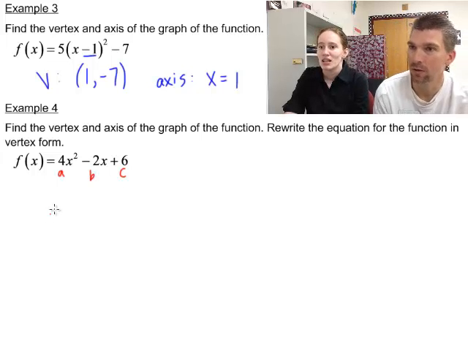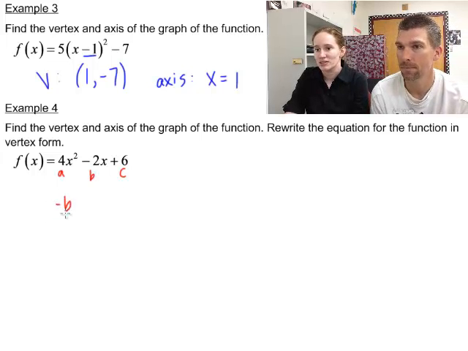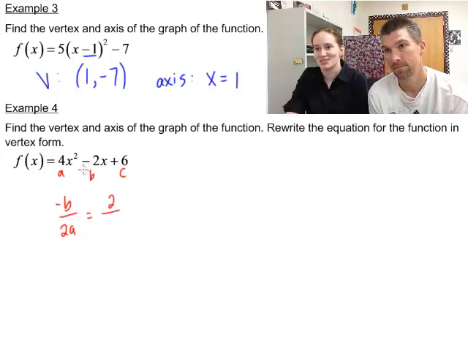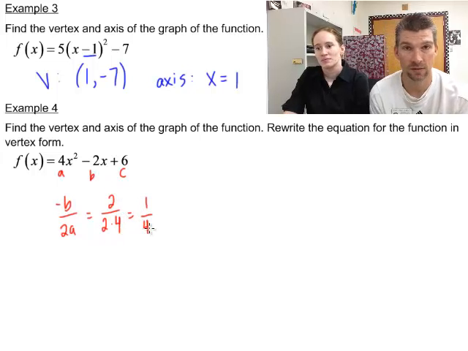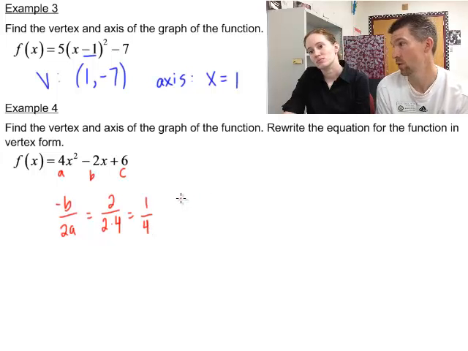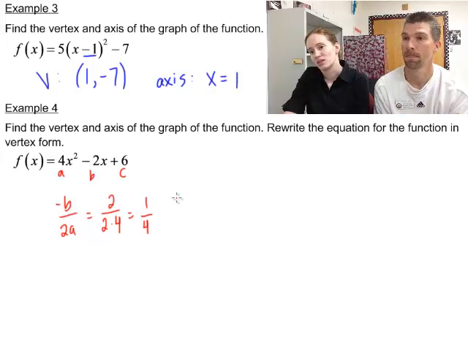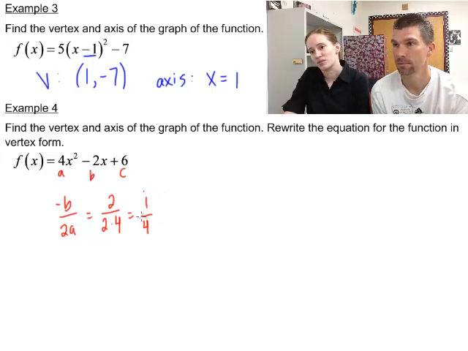Okay. So -b over 2a is what we want to find. The opposite of -2 is 2, for those of you scoring at home, over 2 times a, so 2 times 4. 2 over 2 times 4, well, our 2's would cancel, and that would just be 1/4. And if you don't cancel your 2's, you're going to have 2 over 8, which also reduces to 1/4. So now, that's the x value of our vertex.